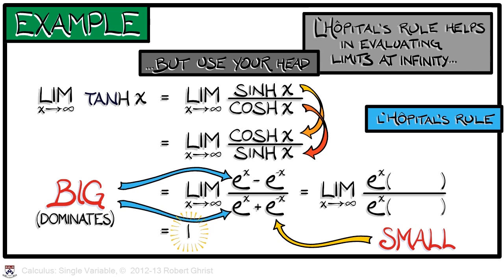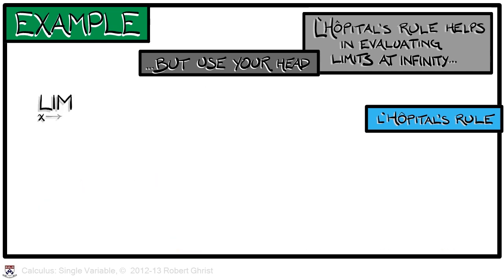How can we make that a little more precise? If we factor out an e to the x, we're left with 1 minus something going to 0 in the numerator and 1 plus something going to 0 in the denominator. Canceling gives us easily this limit. This is a useful way to argue.